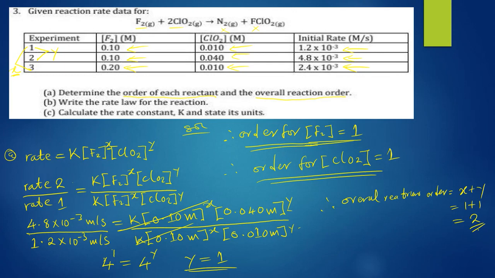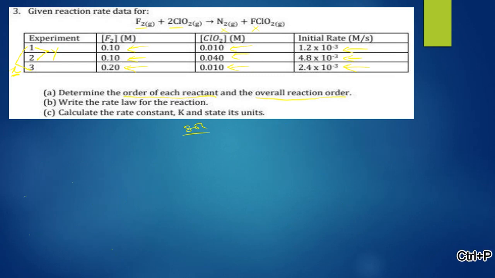So in the first part, we have answered for the order for each reactant. For fluorine, it's 1. And then the order for chlorine dioxide is 1. And then the overall reaction order is just the sum of x and y, which is 2. Like that. Then you're done. And then let's do B so that you can understand everything. Okay, now let me solve for B so that you can understand clearly.